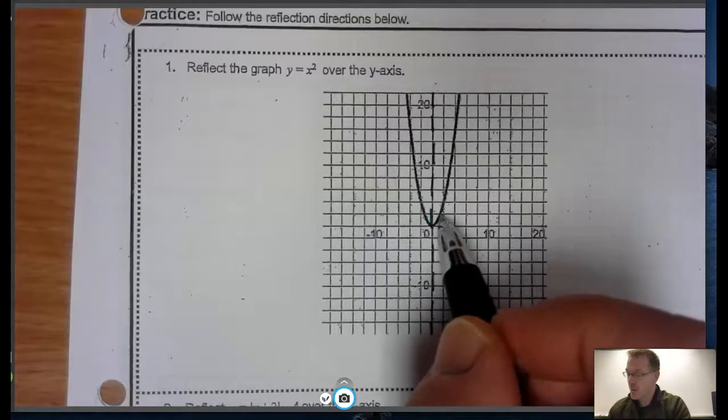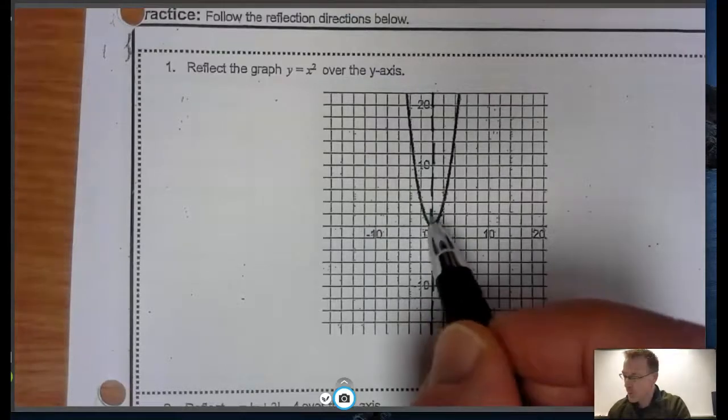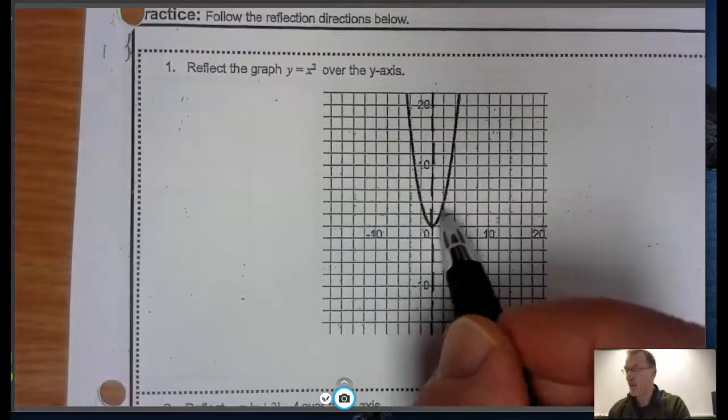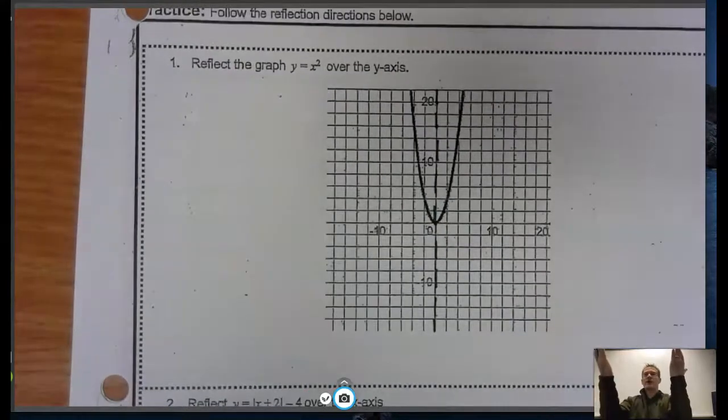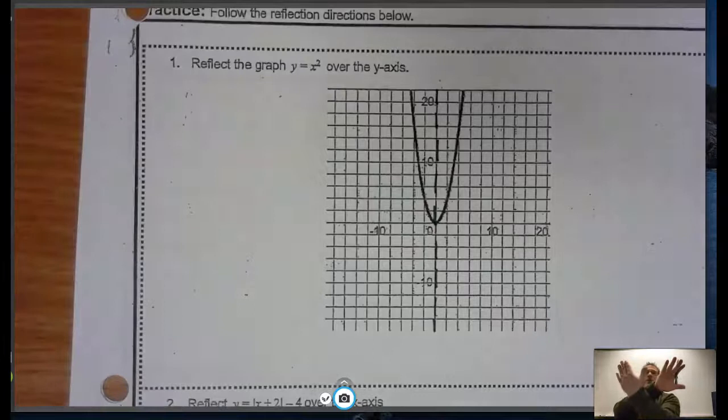But notice, this point is 1 to the right, so it would end up 1 to the left. Well, this point is 1 to the left, so it ends up 1 to the right. So we're just reflecting onto each other. So when we reflect y equals x squared over the y-axis, we reflect it onto itself, so it actually looks just like it did before.